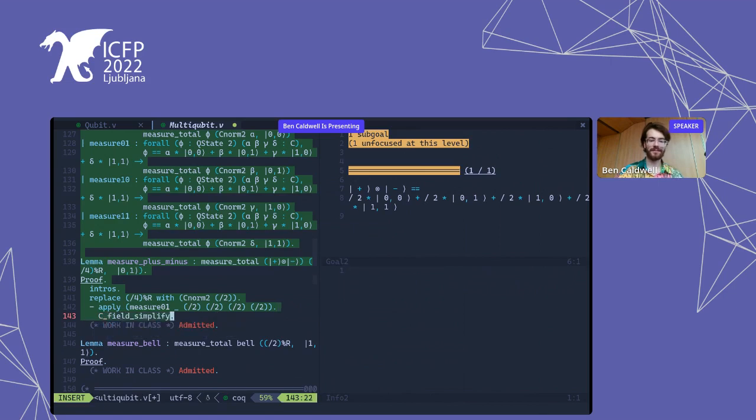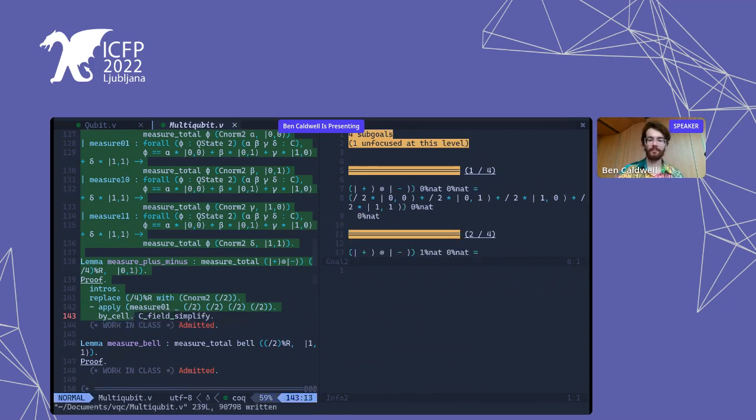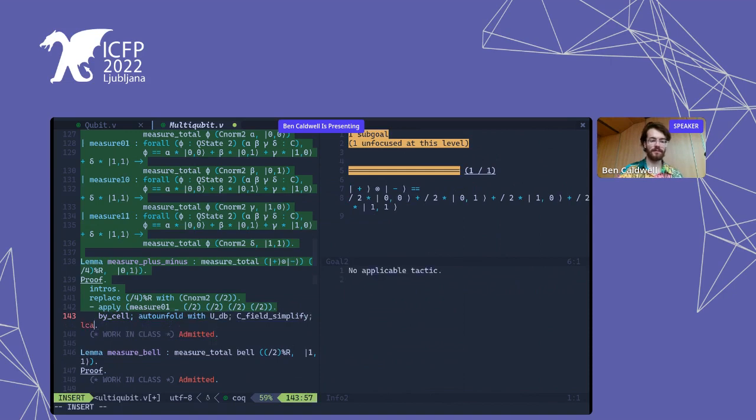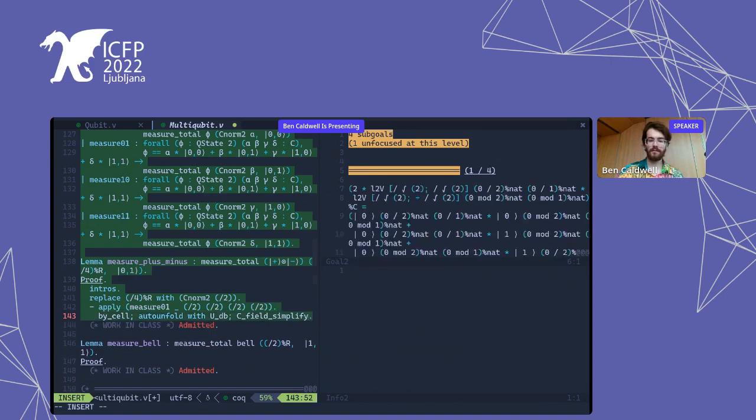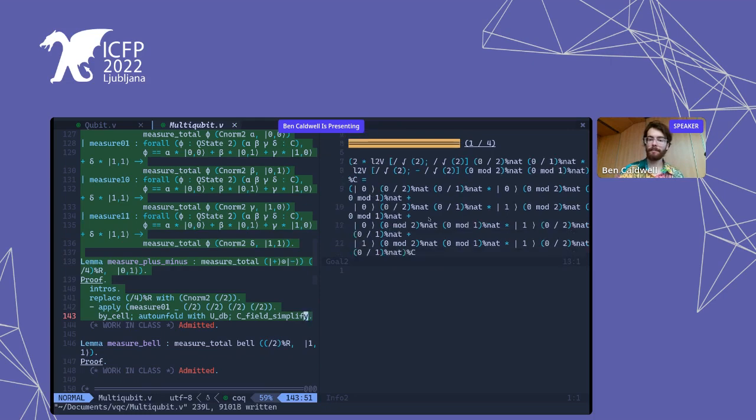Yeah, it's the same reason, the division. It doesn't seem to work. You have to say by cell again, and then C field simplify. Auto unfold with UDB, C field simplify, LCA. Hopefully it gets it. I think it's just fairly simple somewhere, because it's just these mods showing up.